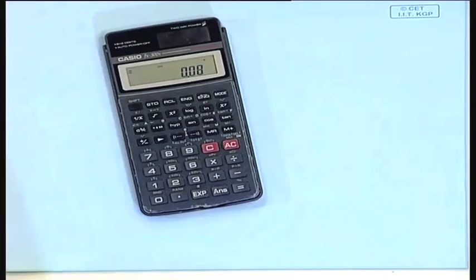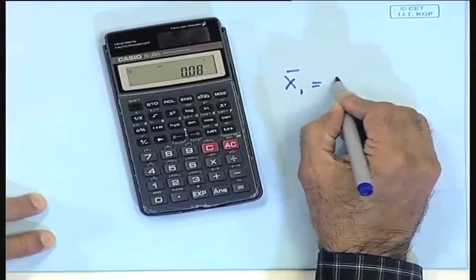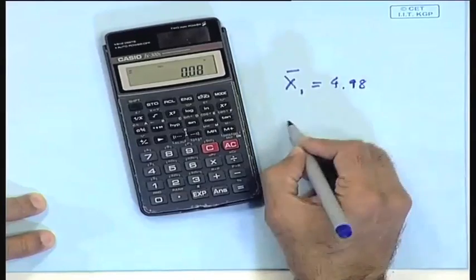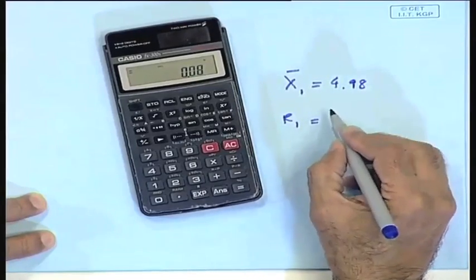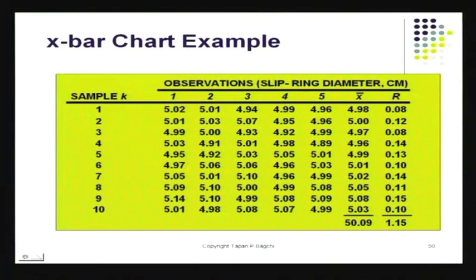So, what have I got here? I've got two quantities: X bar 1 equal to 4.98, and R1 equal to 0.08. These quantities are for the first sample. I'll do the same thing for the second sample, third sample and so on, and you can notice on the screen the different values of X bar that have been calculated by doing that. This is X bar 1, X bar 2, X bar 3 and so on. If I take the grand sum of all these, that is 50.09. If I take the grand average of all these R values, I've got 1.15.